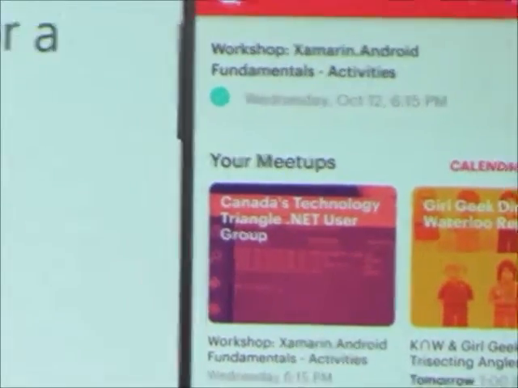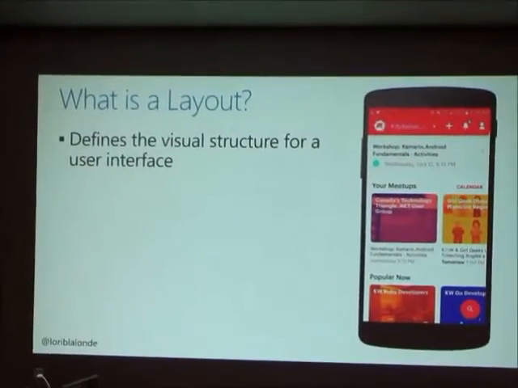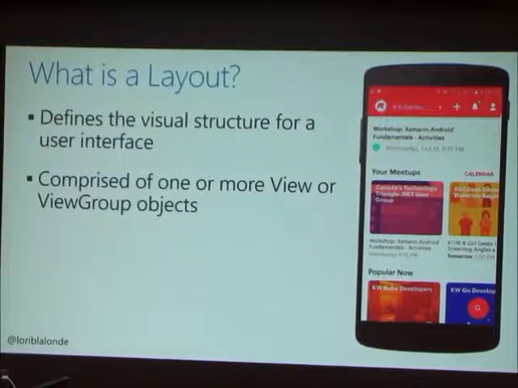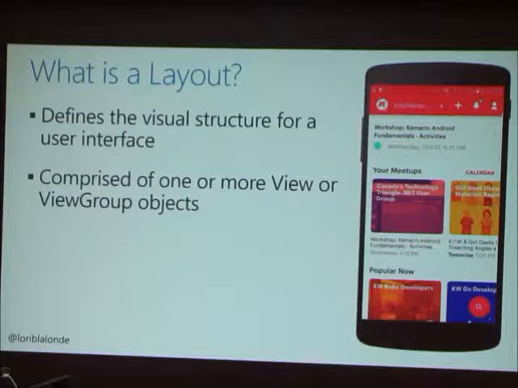So essentially, a layout is what defines the UI that you see in the window of an application. It's made up of one or more views, or view group objects. And in Android, you're going to find out very quickly that every UI element that you see derives from view in some sort of way. Right? So everything relates back to a view object.